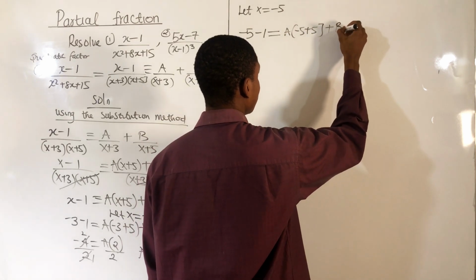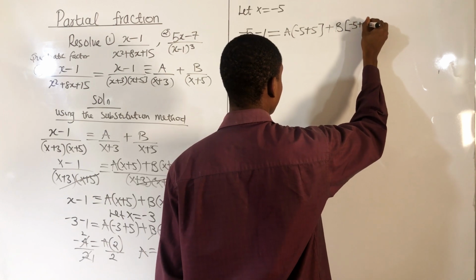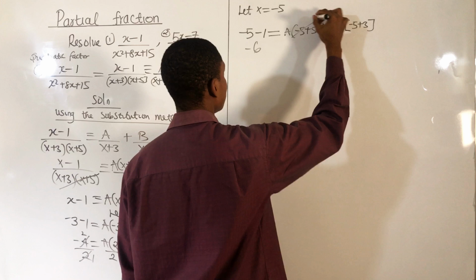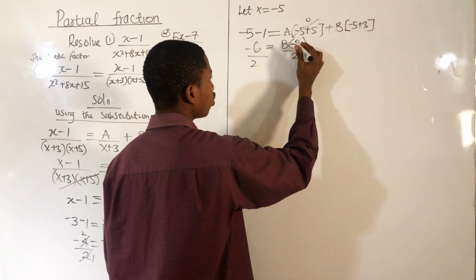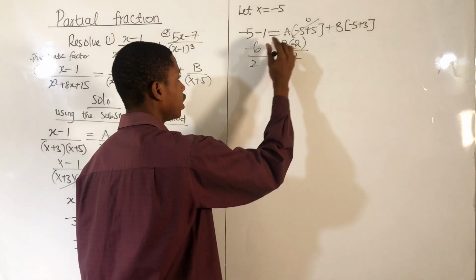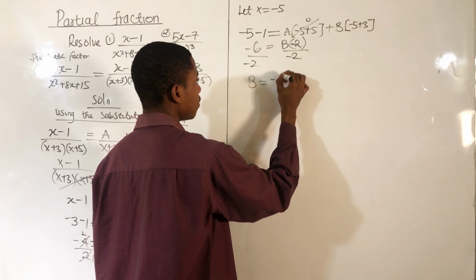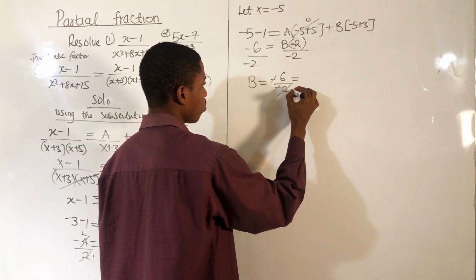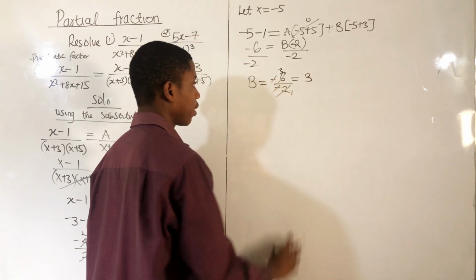And so we have here what? Positive b into what? Negative 5 plus 3. Of course, this will be negative 6. On this side, 0 is equal to what? Negative 2. So this becomes b is equal to what? Negative 6 over negative 2. Negative divided by negative is positive, 2 into 2 is 1, 2 into 6 is 3. So b is equal to 3.